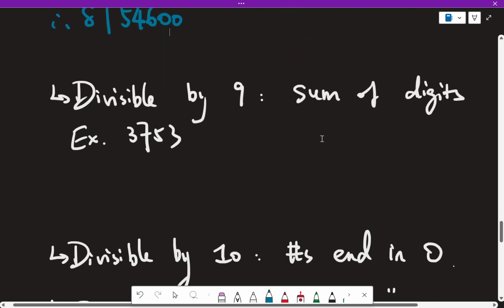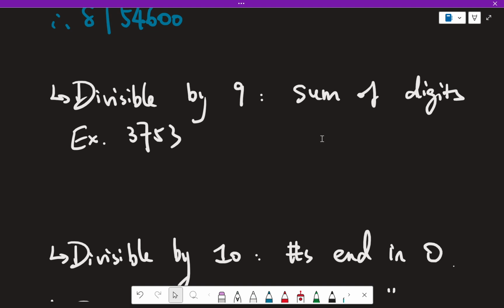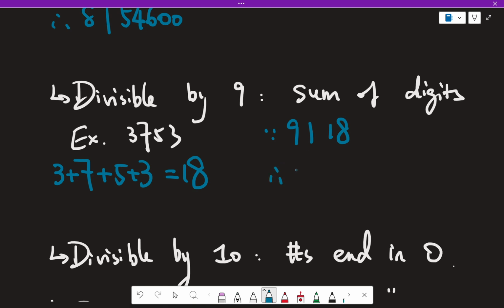Divisible by 9 is very similar to the divisibility rule for 3. We just check the sum of digits, and if the sum of digits is divisible by 9, then the initial number is divisible by 9 as well. So, an example right here. We find the sum of digits first: 3 plus 7 plus 5 plus 3, we get 18. And because 18 is divisible by 9, the original number 3753 is also divisible by 9.